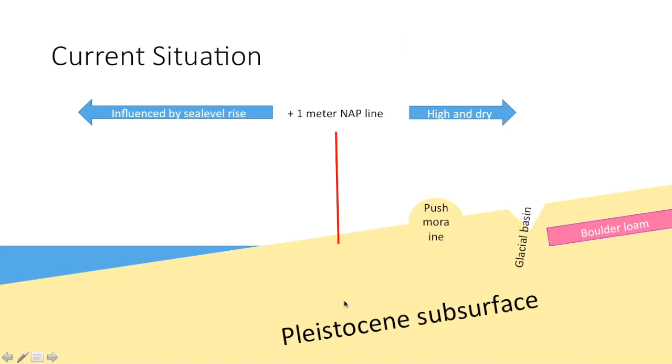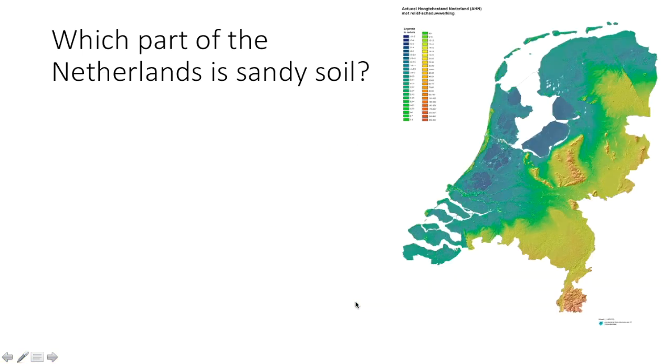Now, that +1 NAP line, this one, this is the sea level, NAP sea level, let's just call it that. It's not the same because sea level on low tide is different than the sea level on high tide. Let's just say that the NAP is the average of high tide and low tide. That's +1. Where is it in this map?